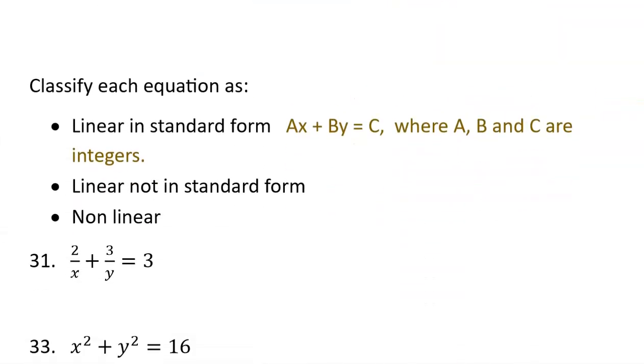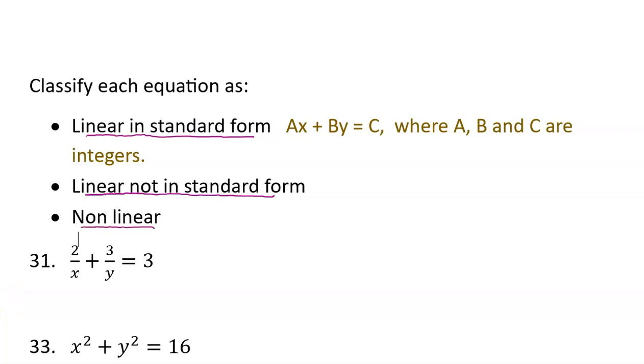The final set of questions has these directions. Classify each equation as. Now we're given 3 choices. The first choice is, it could be a linear equation that's in standard form. The second choice is, it could be linear, but it's not in standard form. And the third choice is, it's not linear to begin with.